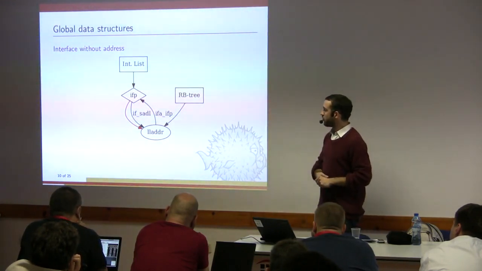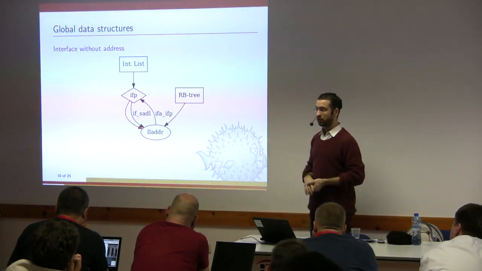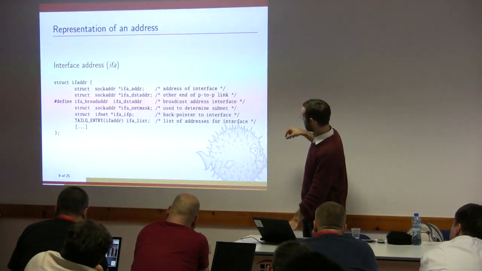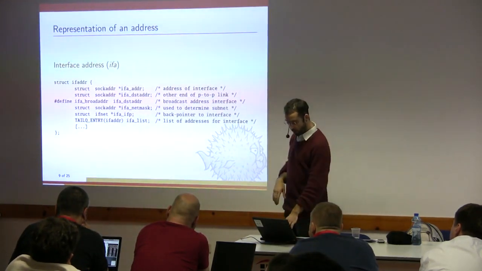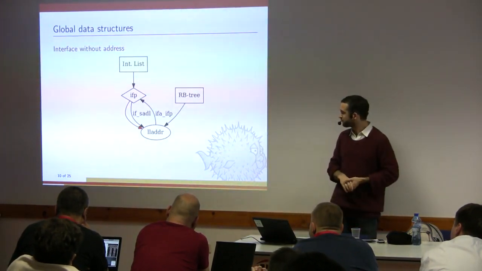The arrows that are represented there, so you see the arrow that comes from the interface back to the interface, from the address back to the interface, is this field that you see here, the back pointer to the interface. I hope I'm not too confusing. Don't hesitate to stop me if I am.